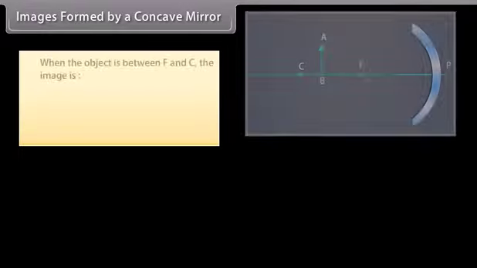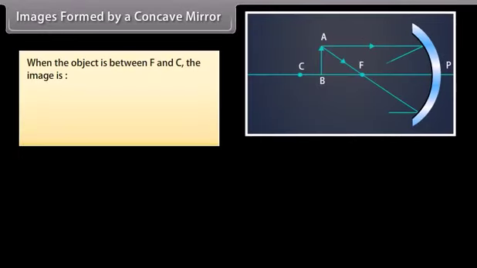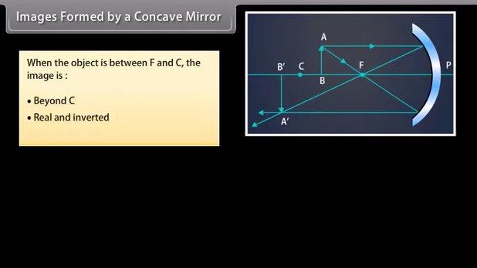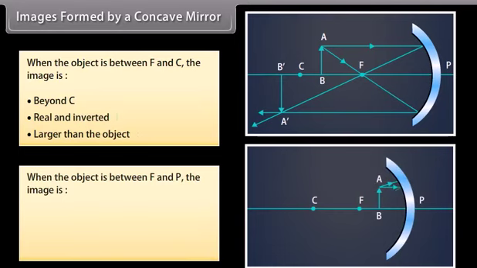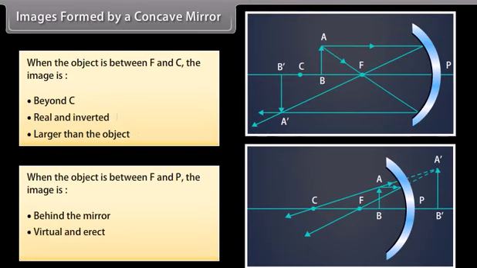Images formed by a concave mirror. When the object is between F and C, the image is beyond C, real and inverted, larger than the object. When the object is between F and P, the image is behind the mirror, virtual and erect, larger than the object.